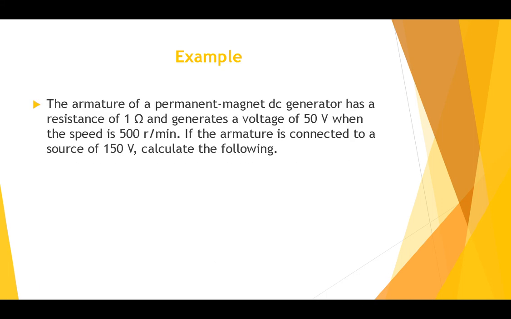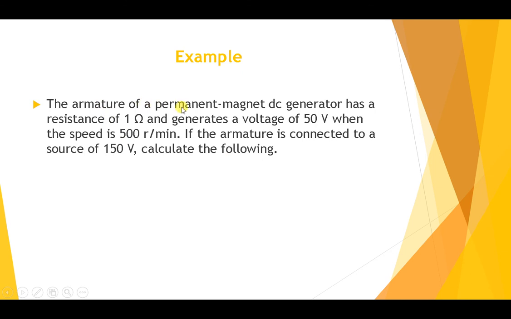Now let's see an example. The armature of a permanent magnet DC generator has a resistance of 1 ohm and generates a voltage of 50 volt when the speed is 500 revolution per minute. If the armature is connected to a source of 150 volt, calculate the following.